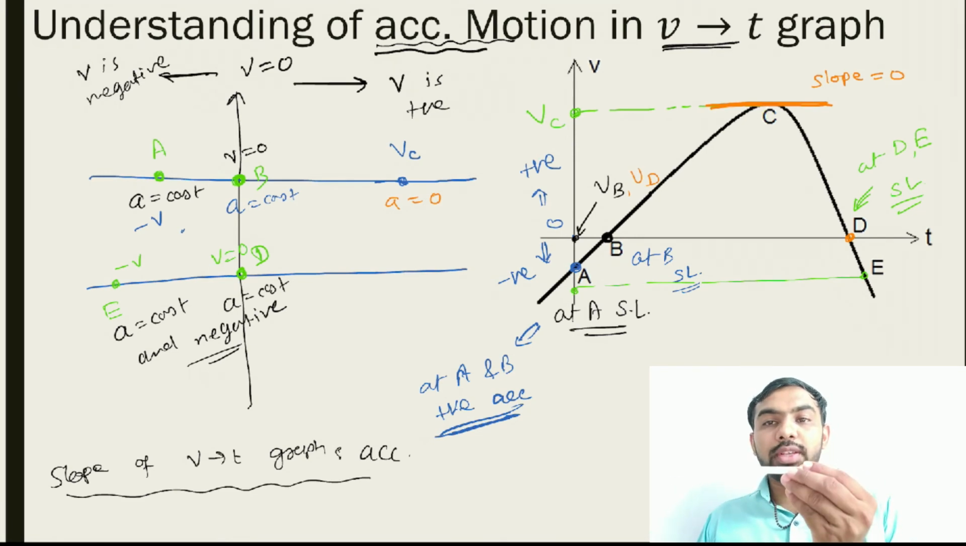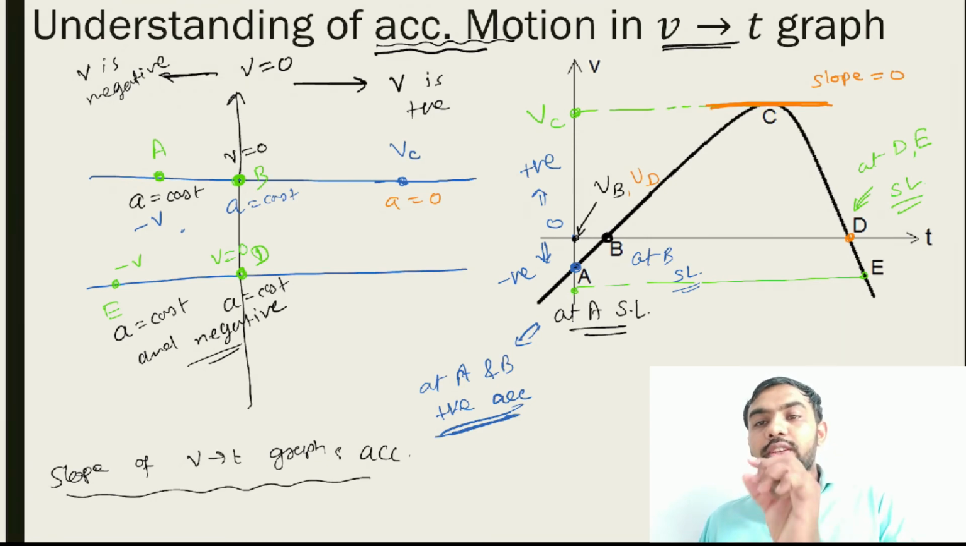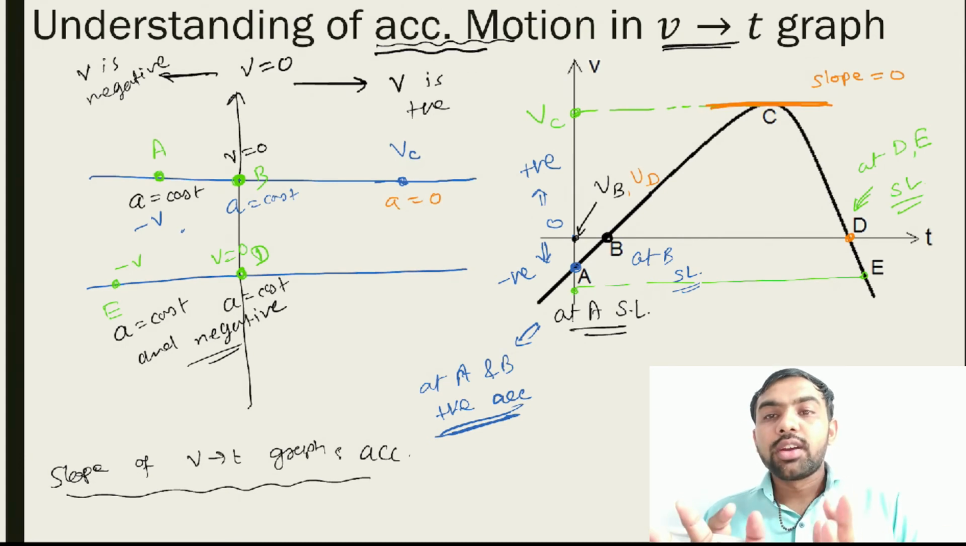So in this way you understand acceleration in a v versus t graph. If slope is 0, acceleration is 0. If slope is negative, acceleration is negative. Slope is positive, acceleration is positive. And for measuring the velocity in the v versus t graph, just draw the projection on the v axis and you get the answer of velocity, maybe positive or negative. All of you must note this graph in your books. Then we will go to the next graph.